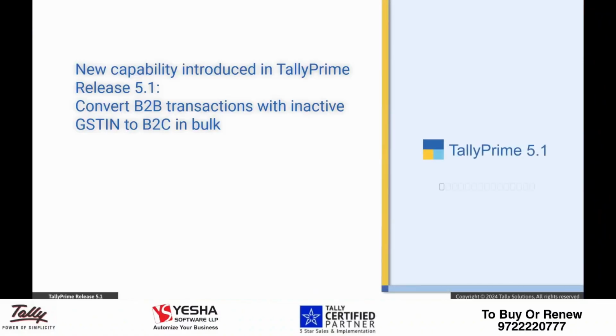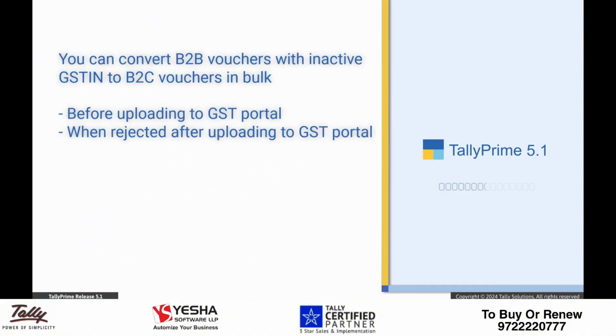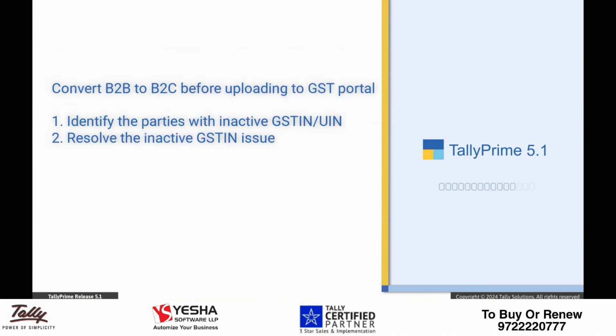In this video, you will understand the new capability introduced in TallyPrime Release 5.1 to convert B2B vouchers with inactive GSTINs to B2C vouchers in bulk. This will prevent rejections by the portal and delay in filing. You can convert vouchers with inactive GSTINs before upload, and vouchers rejected after upload to GSTN due to inactive GSTIN UIN. Convert before uploading to GST portal.